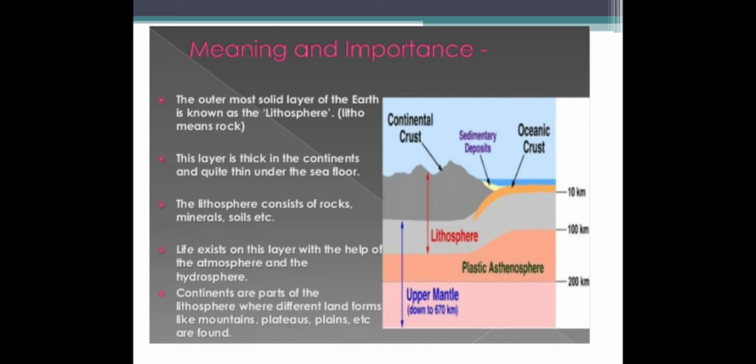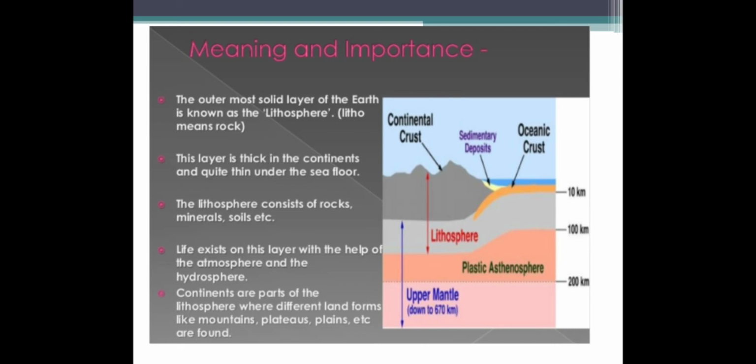Now what is lithosphere? The outermost solid layer of the earth is known as lithosphere. Litho means rock. This layer is thick in the continents and quite thin under the sea floor. The lithosphere consists of rocks, minerals, soils, etc. Life exists on this layer with the help of the atmosphere and the hydrosphere. Continents are parts of the lithosphere where all different landforms like mountains, plateaus, plains, etc. are found. Lithosphere is the outermost layer of the earth where we survive.